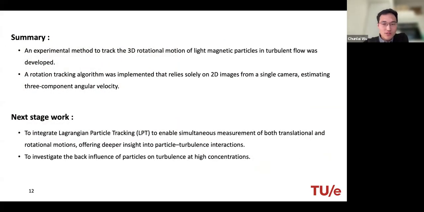So, okay, to summarize, we have developed an experimental platform to track the 3D rotation of light magnetic particles in turbulent flows. And next, we will integrate Lagrange particle tracking to simultaneously track their translational and rotational motion. That will help us to have a better understanding in the interaction between particle and the turbulence. And then we will also investigate the back influence of particles on turbulence at higher concentrations, like 1%, 3%, even 5%, with some global large-scale measurements like torque measurements.